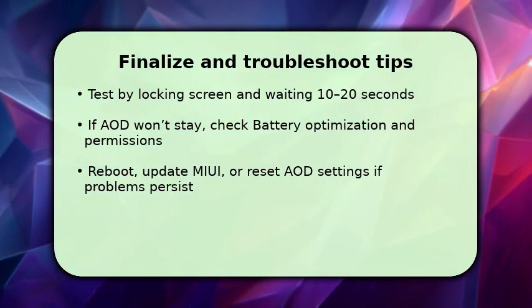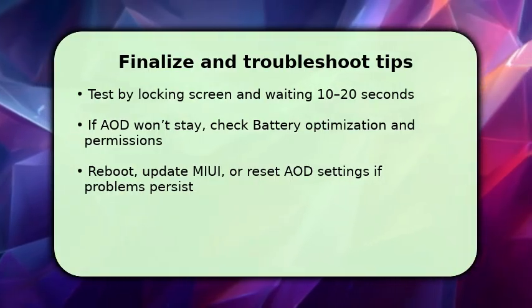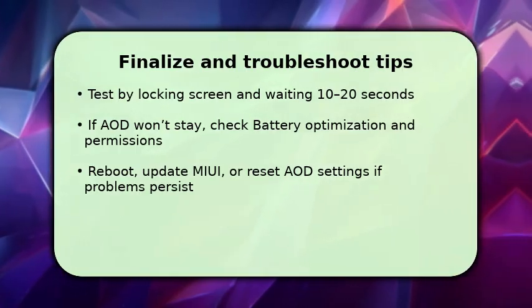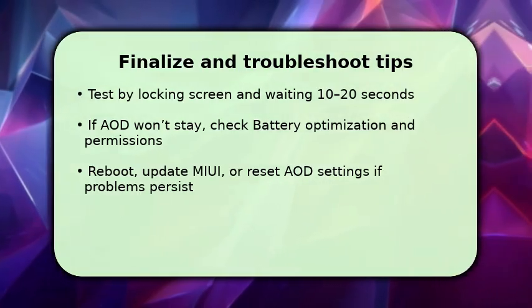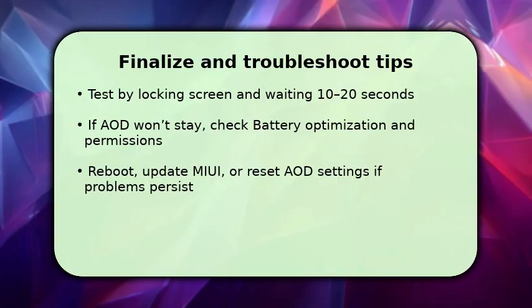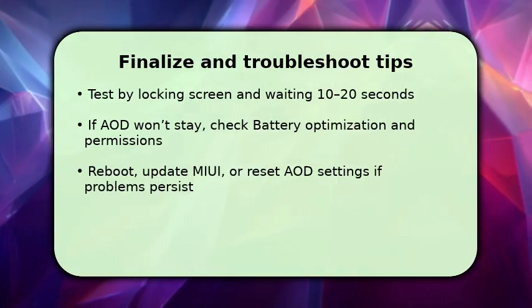Finish by testing the setup. Lock the phone and wait 10 to 20 seconds to confirm the AOD appears. If it disappears or won't stay, make sure battery optimization isn't restricting the settings app and that lock screen permissions are granted. Also check for MIUI updates that fix AOD bugs.